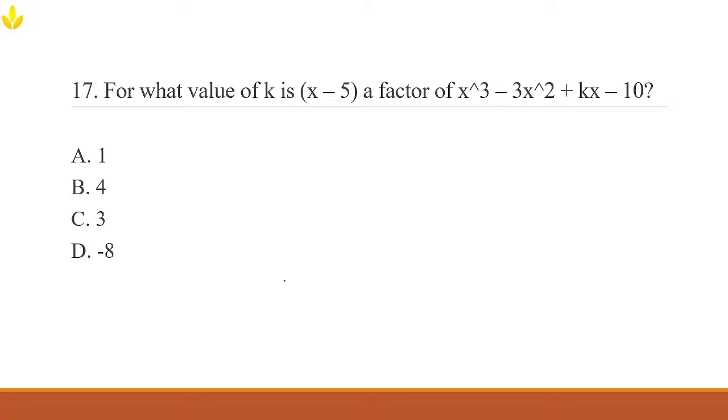So for what value of k is x minus 5 a factor of x cubed minus 3x square plus kx minus 10? So factor of these numbers means that f of x can be taken as x cubed minus 3x square plus kx minus 10. So now if we substitute x, here it is given as x minus 5. So if we take the value of x minus 5 is equal to 0, we get the x value is equal to 5.